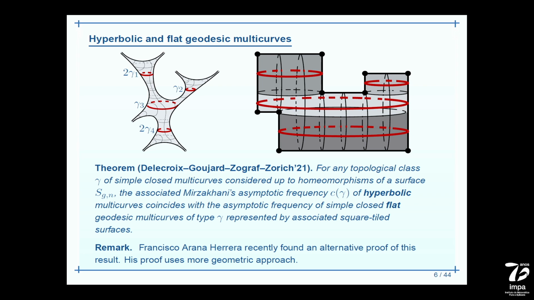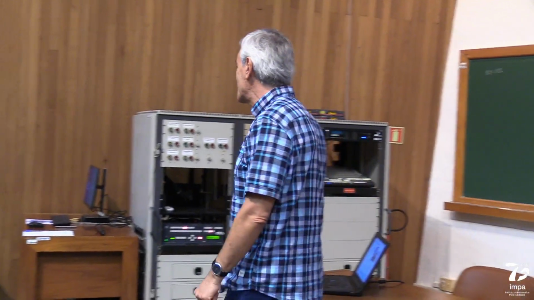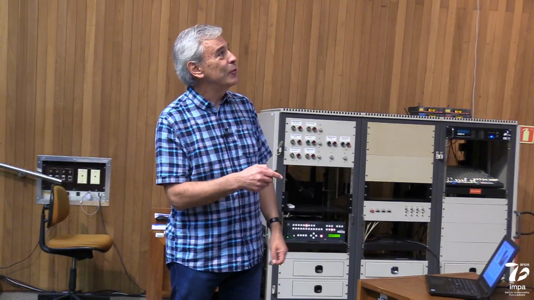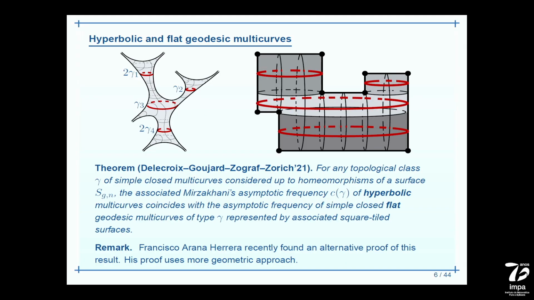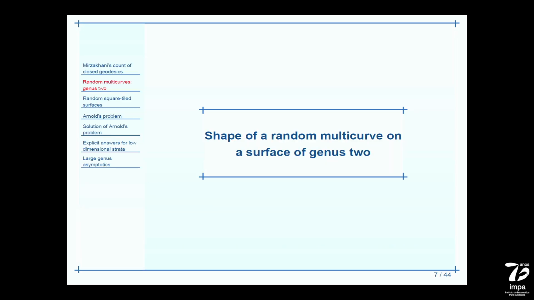So there is a bridge between hyperbolic and flat geometry in terms of simple closed geodesics. So here you can consider this picture on the right as a flat multi-geodesic, where we have a family of flat geodesics, horizontal geodesics here, here, here, here. And the claim is that frequencies are the same. OK. Now I would like to use it.